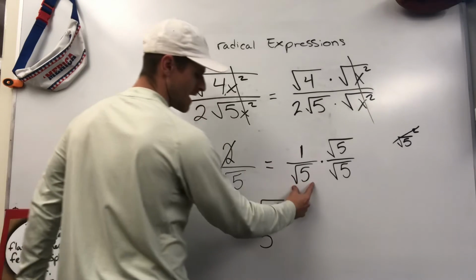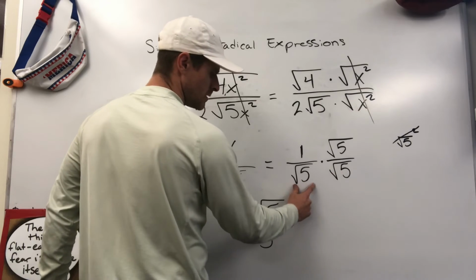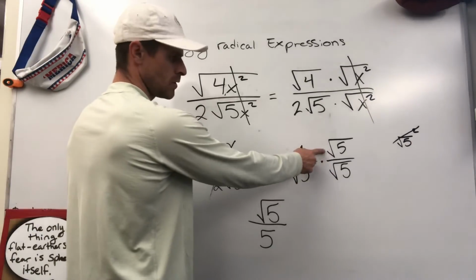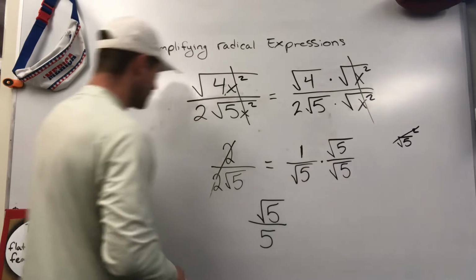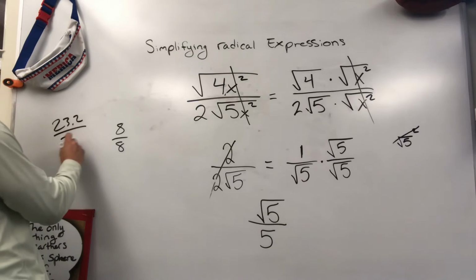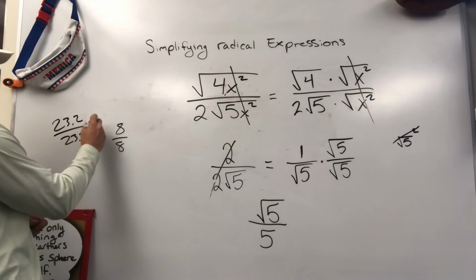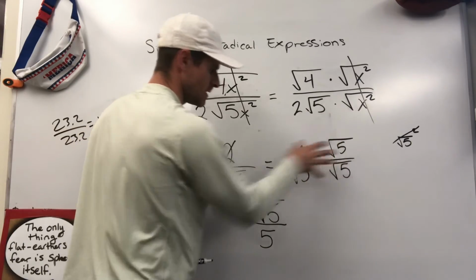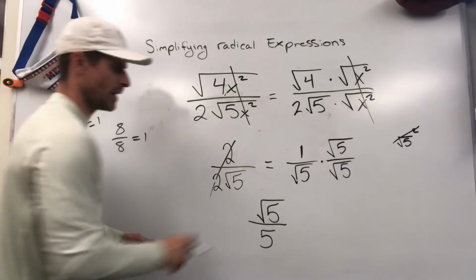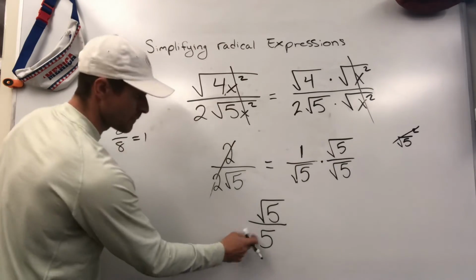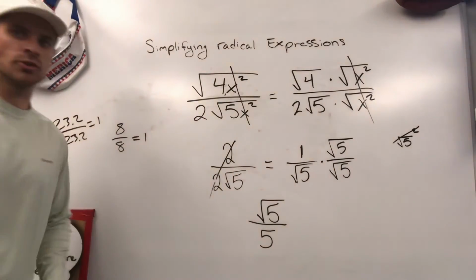You're not allowed to have radicals down in your denominator. So we multiplied by the value of 1. Hopefully you all understand square root of 5 over square root of 5, 8 over 8, 23.2 over 23.2. All of these are just values of 1. So if you multiply this times 1, it's not going to change at all. But by doing that, you're eliminating the radical on the bottom and pushing it up to your numerator on top.